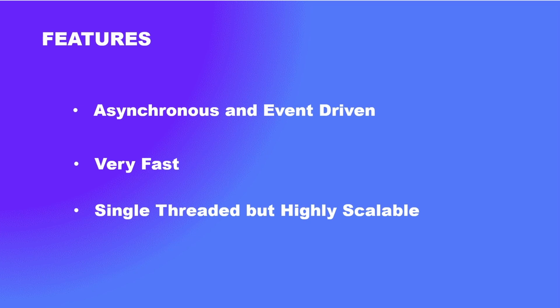Single thread but highly scalable. Node.js uses a single thread model with event looping. The event mechanism helps the server to respond in a non-blocking way and makes the server highly scalable, as opposed to traditional servers which create a limited number of threads to handle requests. No buffering. Node.js applications never buffer the data. These applications simply return the data in chunks.